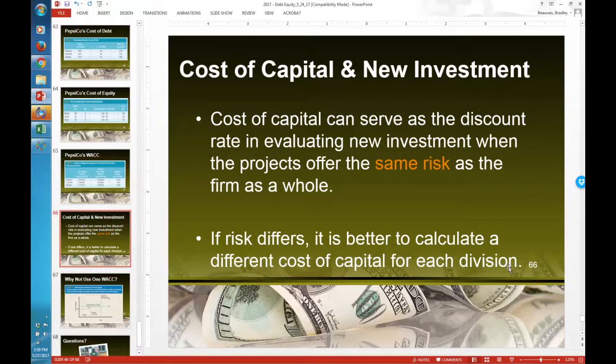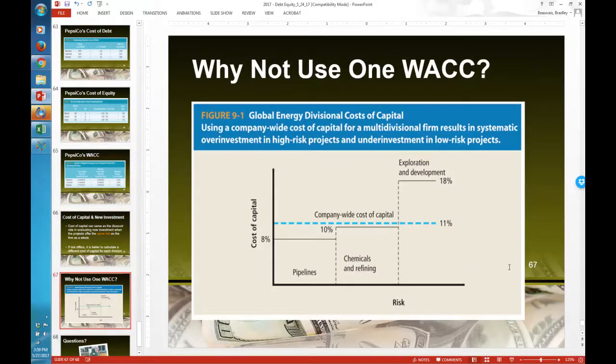So why would we not want to use, well, let me go back one slide. So again, that's the discount rate for a project of the same risk. As risks adjust, or risk factors adjust, as we move into different areas that we're not quite as familiar with, we want to alter or adjust that discount rate based on our weighted average cost of capital. So why not use one weighted average cost of capital? Again, borrowing from the Berk and DeMarzo text.